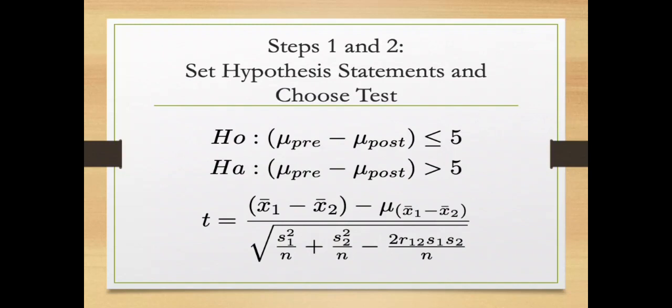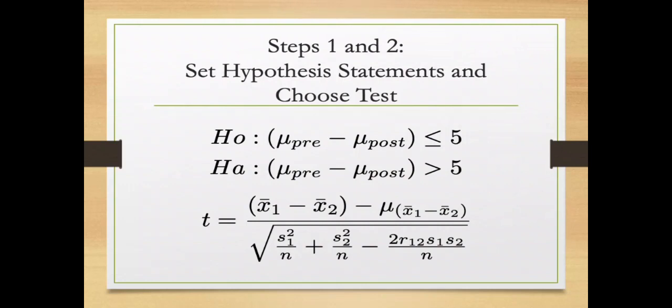In step 1, we need to specify our hypothesis statements. First of all, we need to attend to the fact that this is a one-tailed hypothesis test, and we're testing the extent to which the post-test is less than the pretest, or the extent to which the pretest is larger than the post-test. There's a new bit of information here, though. The question specified that 5 was a clinically meaningful difference and asked you to test the extent to which your difference was larger than 5.